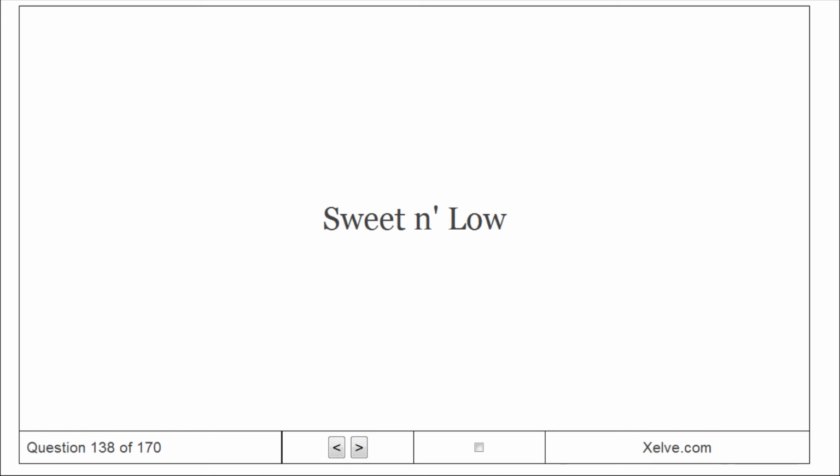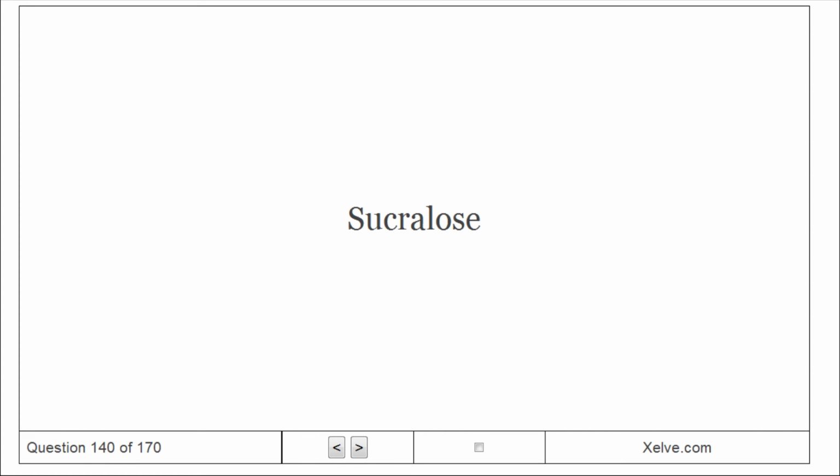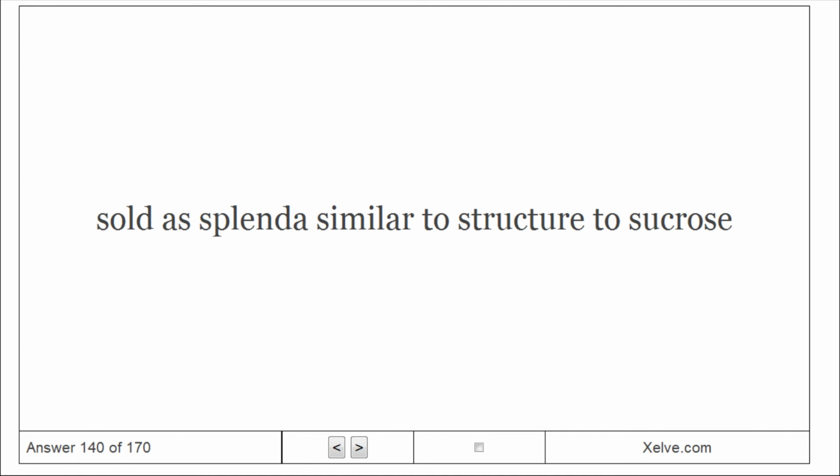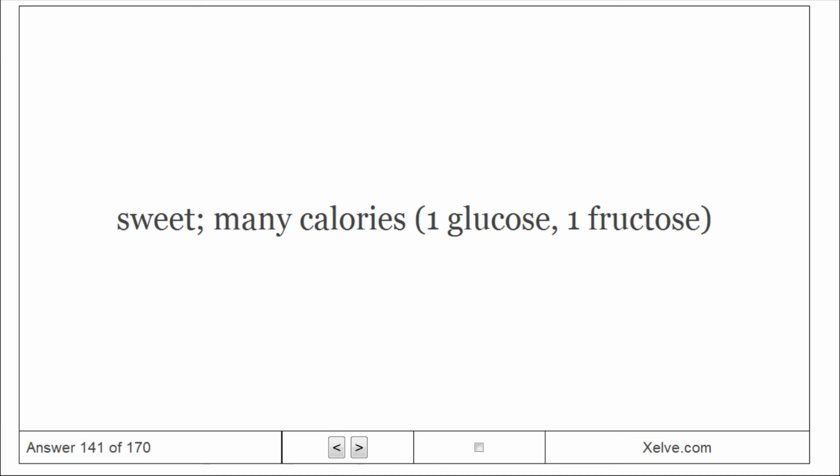Sweet'N Low: saccharin. Aspartame, sold as Equal, is hydrolyzed into phenylalanine, which cannot be processed by those individuals with phenylketonuria. Sucralose, sold as Splenda, is similar in structure to sucrose. Sucrose is sweet, many calories.